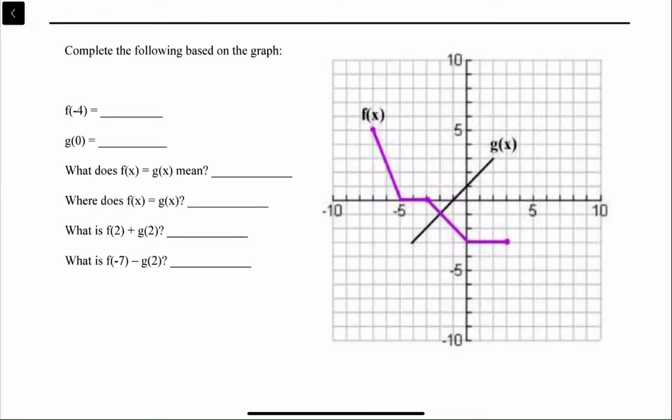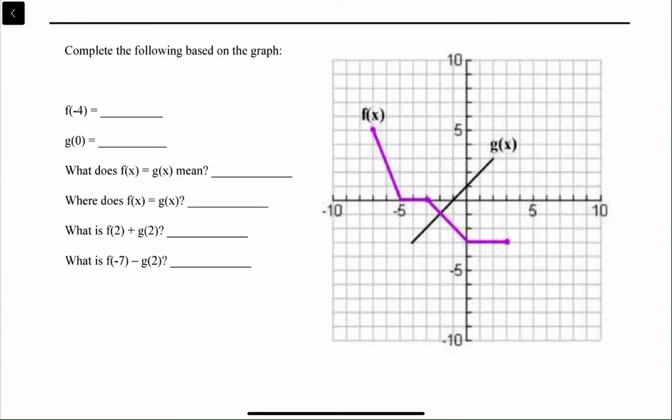Now we're going to do the same thing with our second graph. However, the only difference is on this graph I have 2 different functions. I have an f function and a g function. My f function is outlined in the purple and my g function is in black.